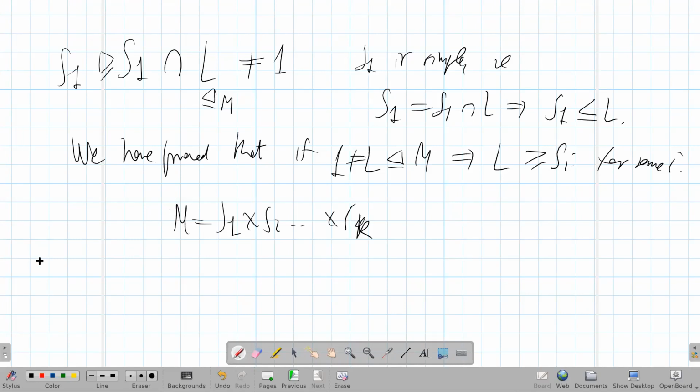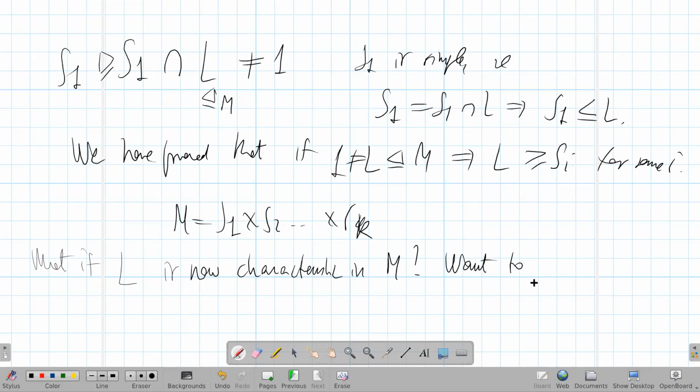And now we say, what if L is now characteristic in M? We want to prove that L equals M, okay? L is different from 1, so it has to be M. And I know that L contains Si. And this depends on a fact that is relatively elementary. You probably saw it already, but let's go through it again quickly.